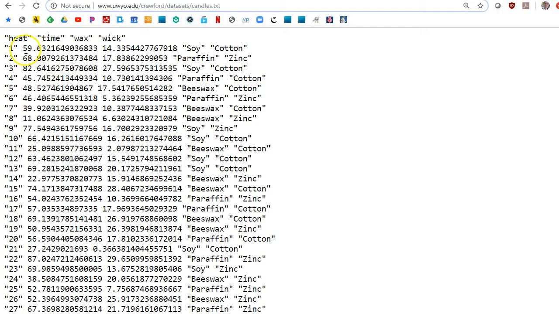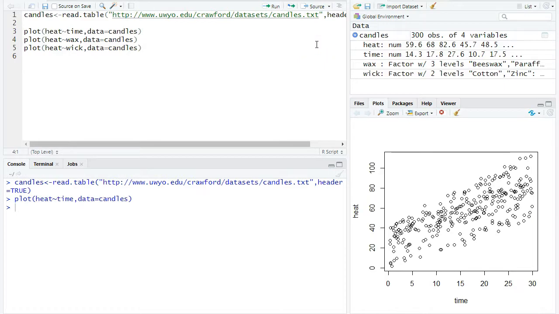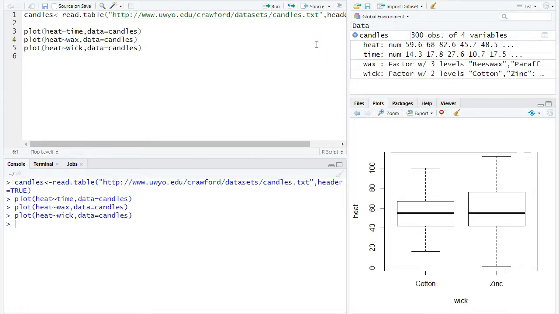Here's the candles data set: how much heat the candle gives off, how long the candle burned for, and we have different types of wax and different types of wick. I've read in the data set. I want to look at the plots, make sure that there aren't any obvious errors or outliers. Not so much, okay? So now I want to make a model. I'm predicting heat, and I want time in there, and I want wax, and I want wick. Now I also want time to be affected by wax so that the different waxes have a different time slope. And I want time to have a different wick slope. And then here I'm going to put time and wax and wick.